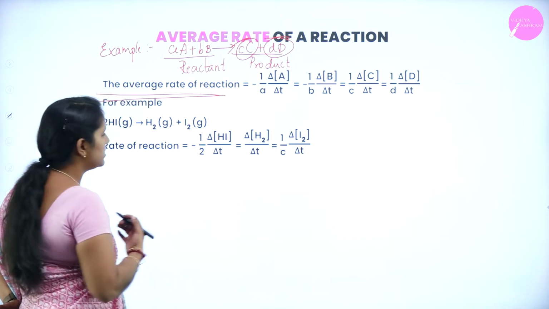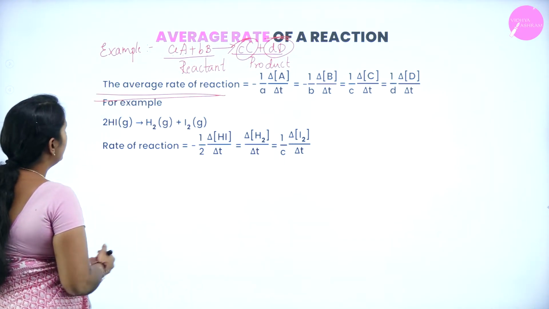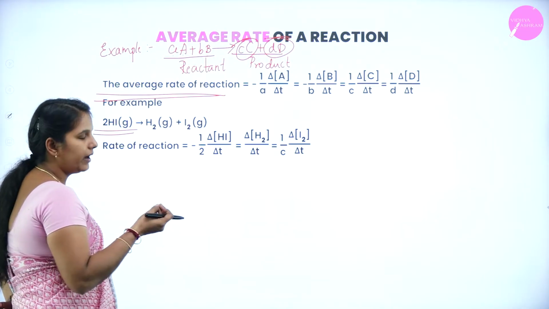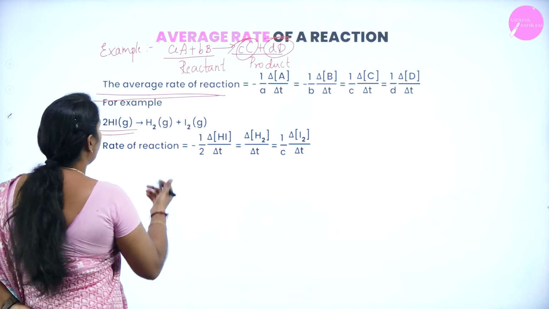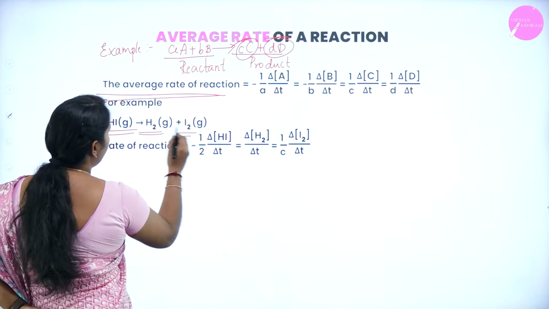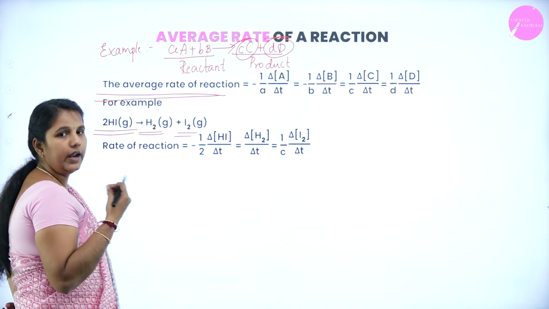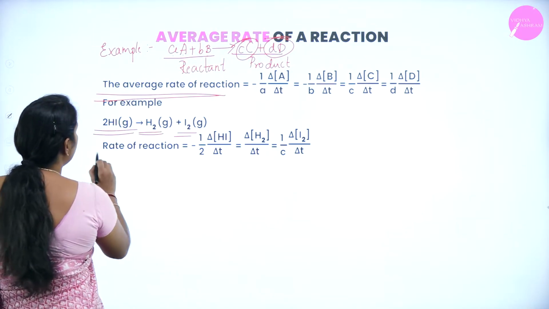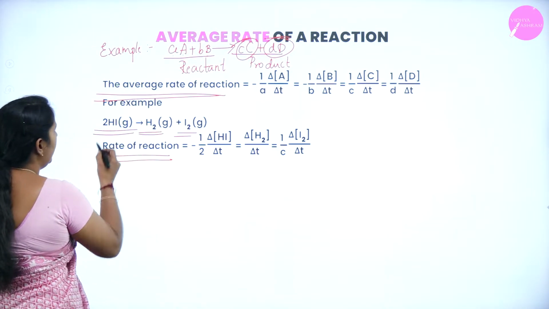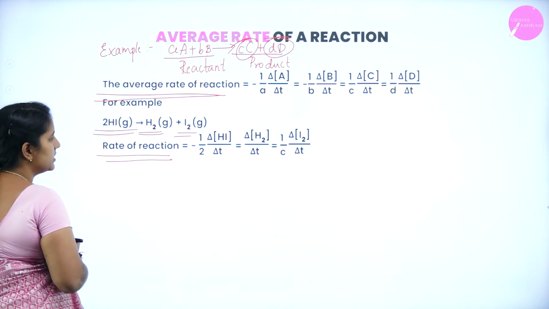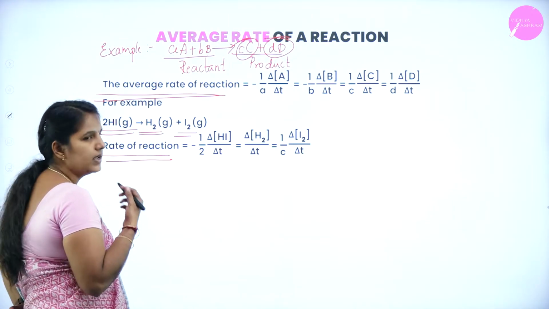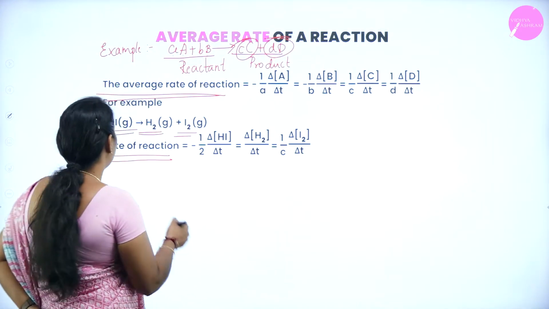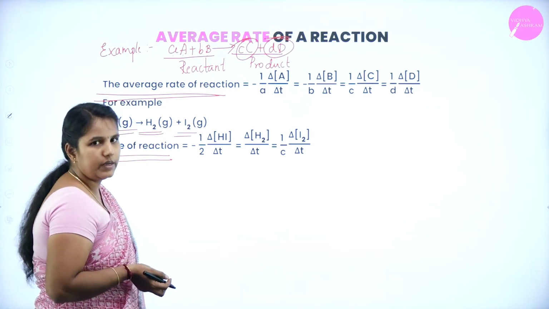Here I have listed another example where 2 HI, that is hydrogen iodide, forms hydrogen and iodine respectively. How to write the average rate of the reaction? The average rate of the reaction is obtained by 1 divided by minus. Why 1 divided by minus? Because it is a reactant. Is it right? And 2 is the stoichiometric coefficient.